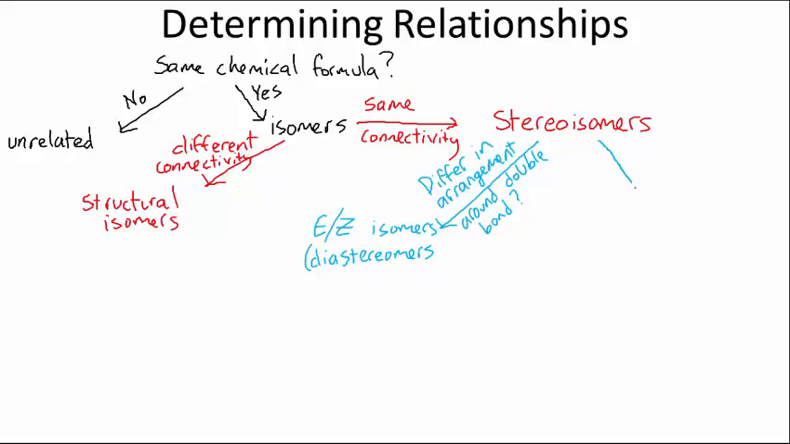But if they're not E/Z isomers, then we have to start looking at their asymmetric carbons. We have to look at their R versus S designations. So the way to have enantiomers, it turns out, is to have all of the stereocenters inverted. So all of the R's turned into S's and all of the S's turned into R's.